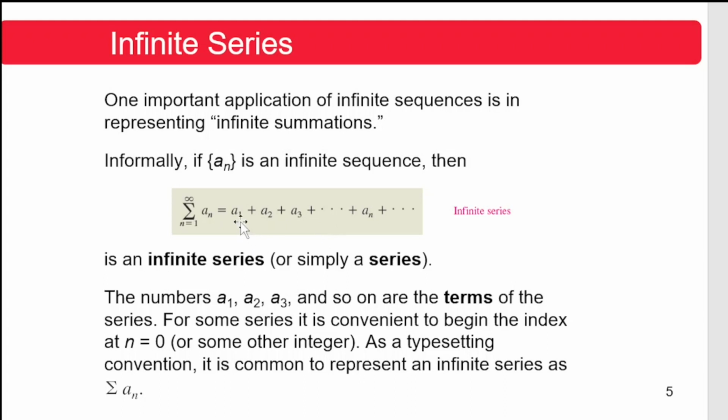The first term of an infinite series is obtained by starting at the value of n as 1. So you get a sub 1. If n is 2, you get a sub 2 as the second term. If n is 3, then you get the third term of the sequence and so on and so forth. So these numbers a1, a2, a3, and so on are called the terms of the series.